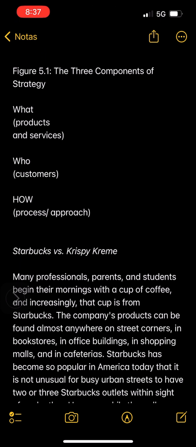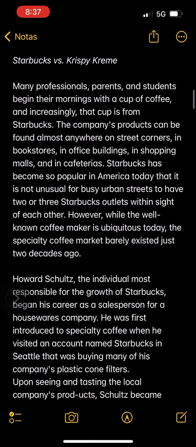Starbucks versus Krispy Kreme. Many professionals, parents, and students begin their mornings with a cup of coffee, and increasingly, that cup is from Starbucks.